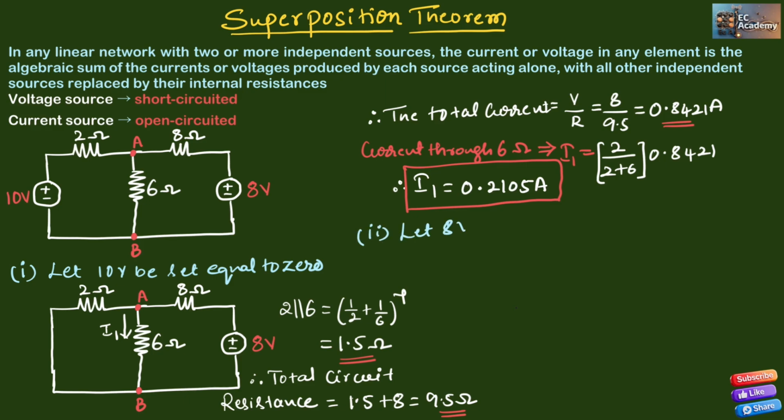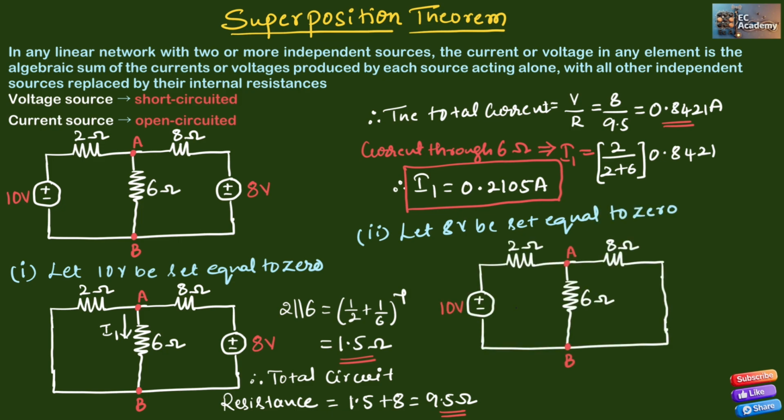Now let us take the second case. Let 8 volt be set equal to 0. Now if 8 volt is set equal to 0, this is the simplified circuit where only a single voltage source is acting on this circuit. Now we need to find current I2 that is flowing through the 6 ohm resistor. In this circuit, 6 ohm and 8 ohm are in parallel, therefore 8 parallel with 6 ohm will be equal to 3.426 ohm.